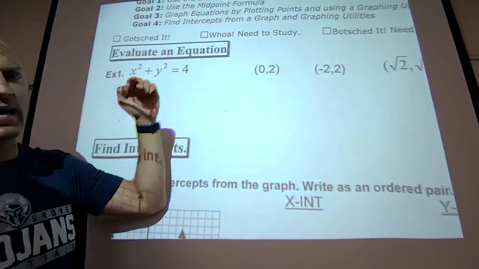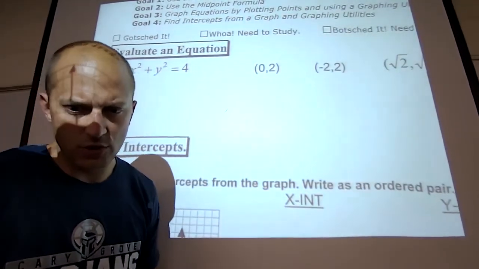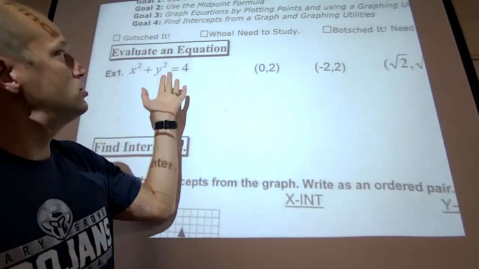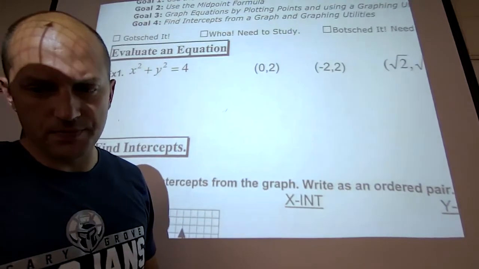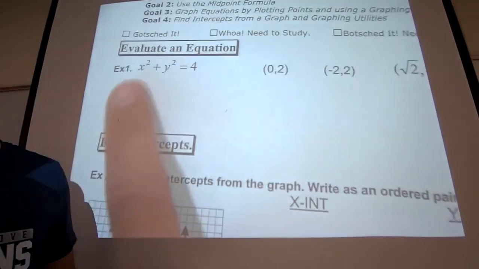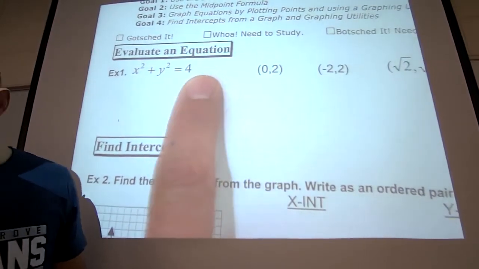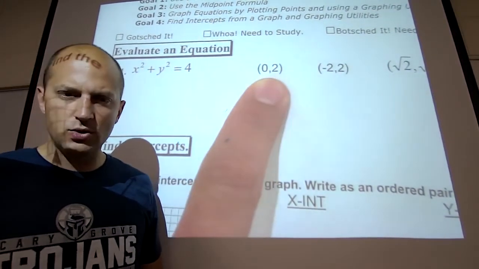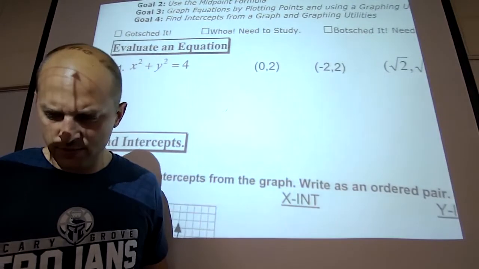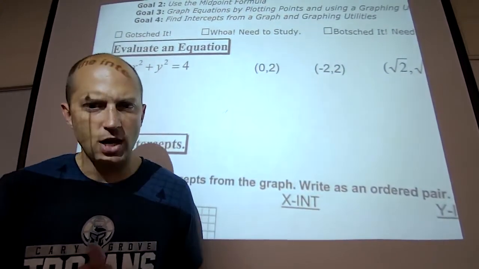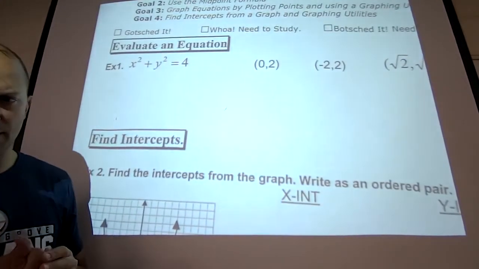Before we dive into our intercepts, we need to evaluate an equation. So here I have a basic equation: x squared plus y squared equals 4, and they want you to see if (0, 2) is on the graph. Okay, so that's our goal. Is (0, 2) on the graph? Anybody have suggestions on figuring that out?